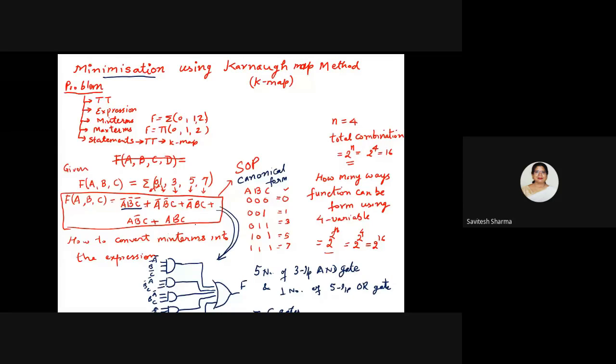So 2 things I told you. First, I told you how to convert a min term into the canonical form and how to convert a canonical form into the hardware. Okay. Now see how to minimize the function using K-map. You please remember the function I am deleting. So please help me write it again.